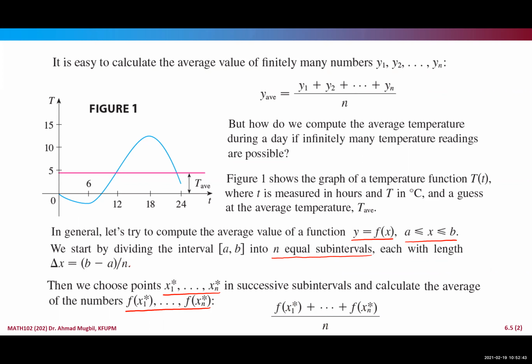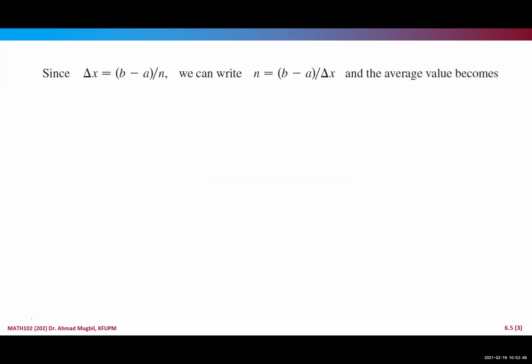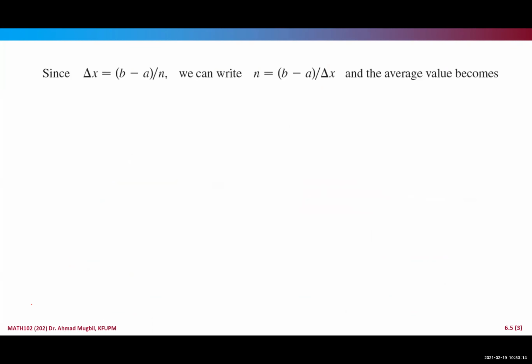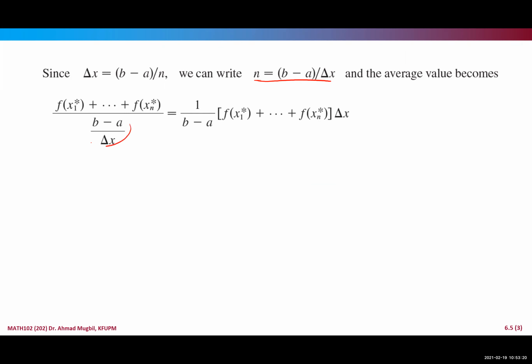Now, what is n? We will replace this n using the relation from here. Delta x is b minus a over n. If you solve this equation for n by cross multiplying, n will be b minus a over delta x. Now come here and replace this n by b minus a over delta x in this formula.